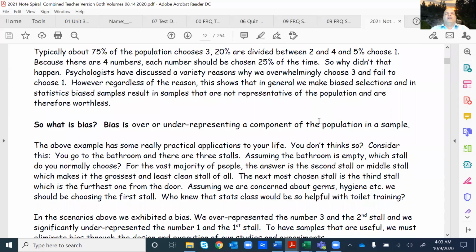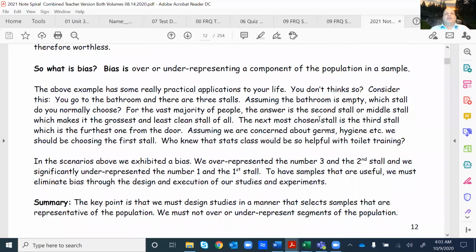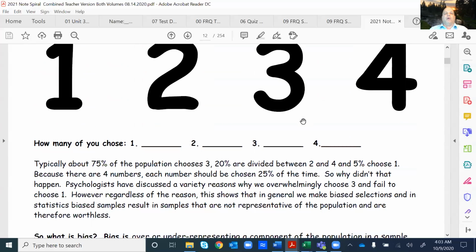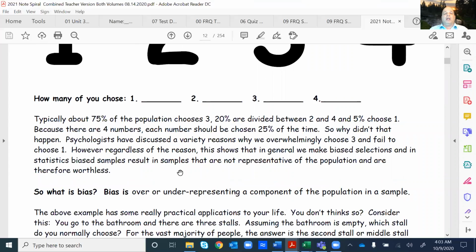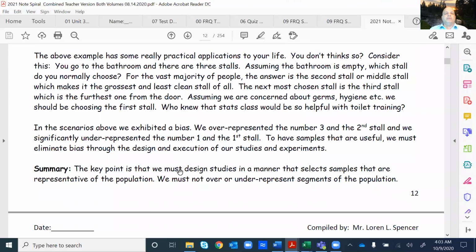So, all right, we admit that we have preferences. So in statistical terms, what is bias? Well, bias is simply overrepresenting and underrepresenting a component of the population in the sample. All right? So basically, we overrepresent something and underrepresent something else. So in our little simple example of the 1, 2, 3, 4, we overrepresented 3 by a lot, and we way underrepresented number 1.